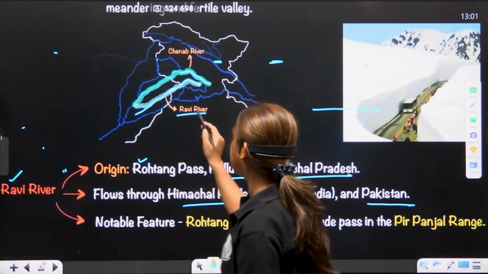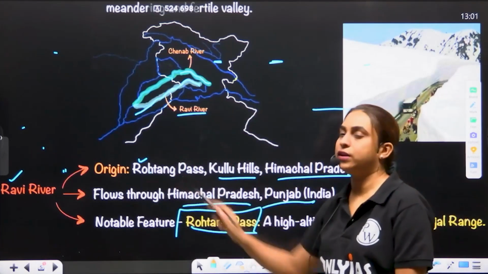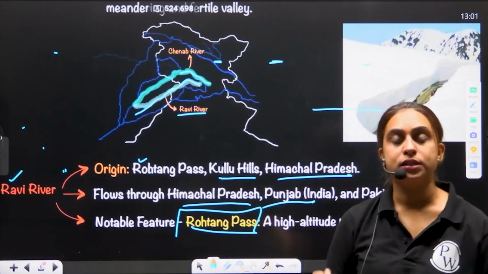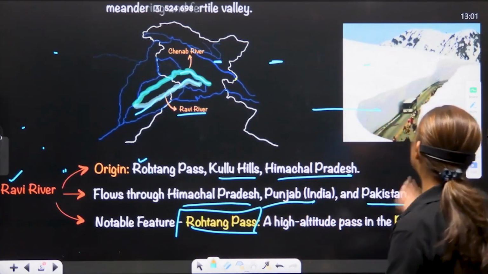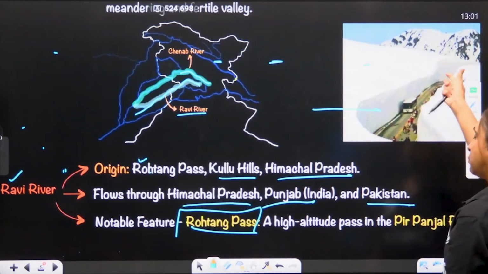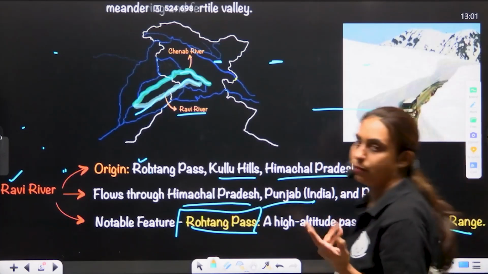The notable feature in Ravi is the Rohtang Pass. I said R for Ravi, R for Rohtang. So it's a very high altitude pass. What is a pass? A pass is a gap in the mountains. Between the mountains, you will have a gap. This gap can be used for transportation. So this is a gap in the Pir Panjal range, part of the Himalayas.